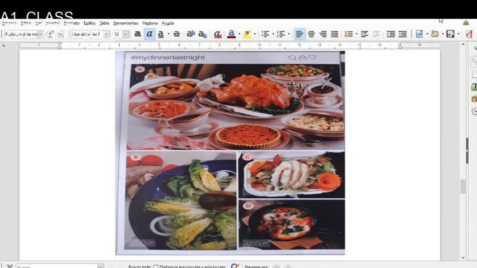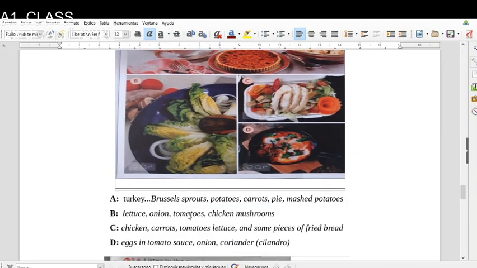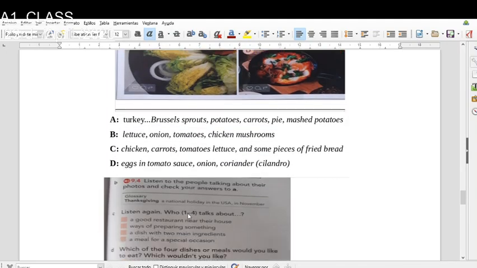So, let's see. How was it? If you didn't have time to understand the listening, no problem. You can listen to the track as many times as you want because it's recorded. So, these were the kind of food. And now, tell me.